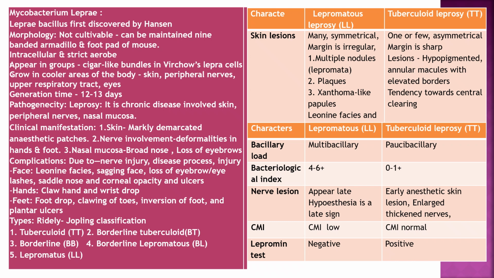Nerve lesions in lepromatous appear late, hypoesthesia is a late sign. Tuberculoid: early anesthetic skin lesion, enlarged thickened nerves. CMI in lepromatous low, tuberculoid normal. Lepromin test: lepromatous negative, tuberculoid positive.